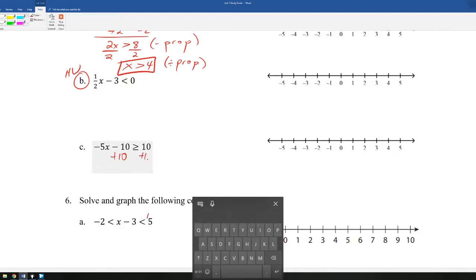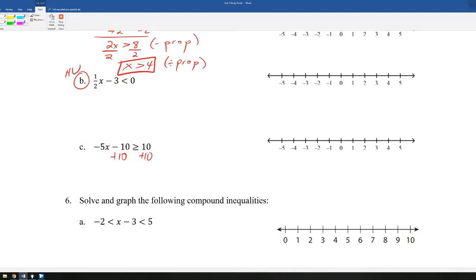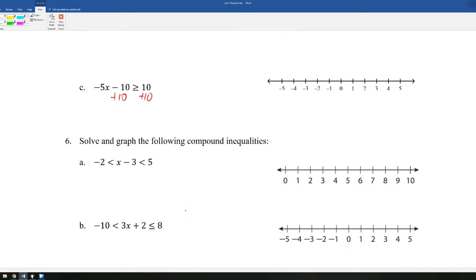What you do to one side, do the other. And let me scroll down here. There we go. All right, so that's the addition property. Got negative 5x greater than or equal to 20. And again, that was the addition property.